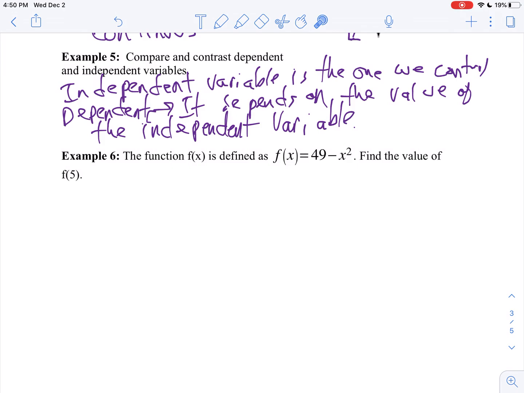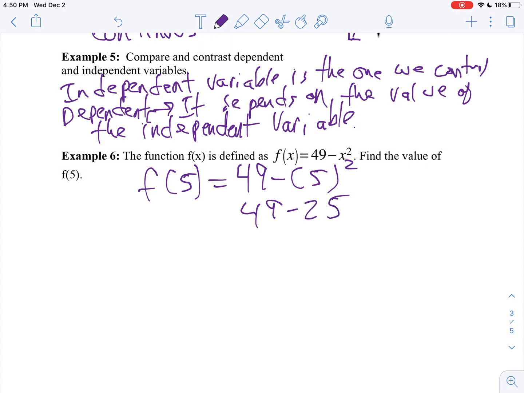So what happens is, it says find f of x equals 49 minus x squared. So I want to find the value of f of 5. I'm going to replace x with 5 every place I see it. So f of 5 equals 49 minus, I always use parentheses when I substitute, 5 squared. So 5 squared is 25. 49 minus 25 is 24. So f of 5 equals 24. And there's our answer. That's function notation, and we're going to evaluate function notation.